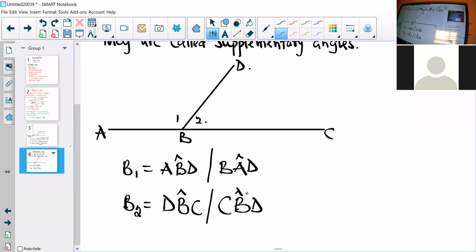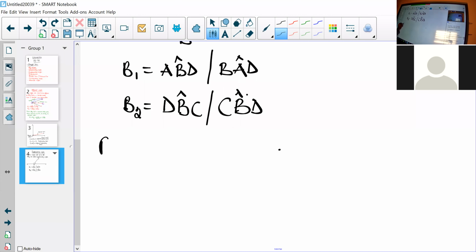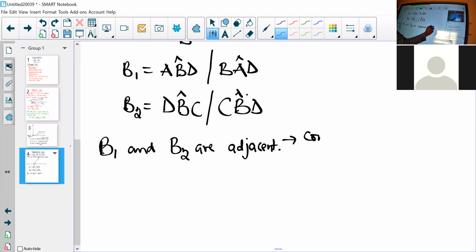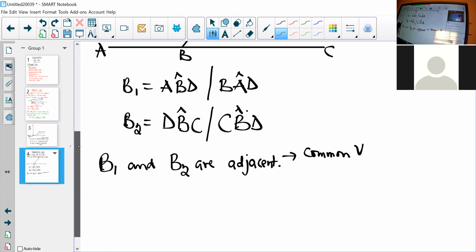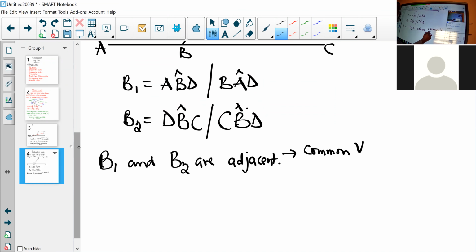And because they are next to each other, they have a common vertex and a common arm, remember? Can we then all agree that B1 and B2 are adjacent? Why do we say they are adjacent? Common vertex, and common arm. I'll answer your question now.